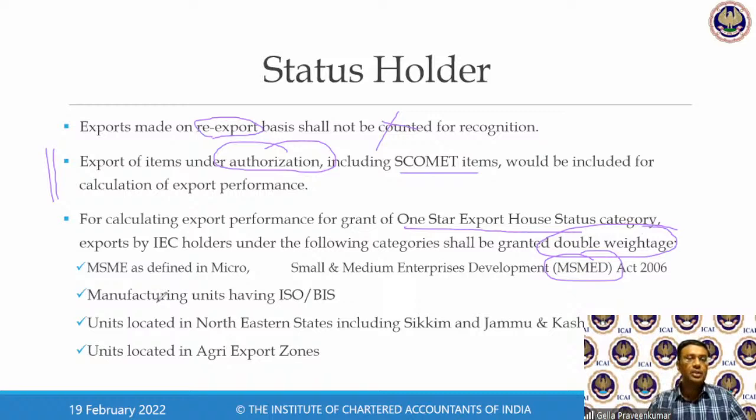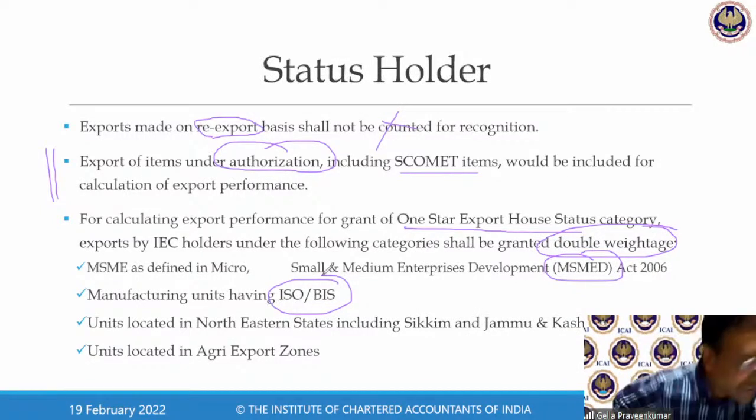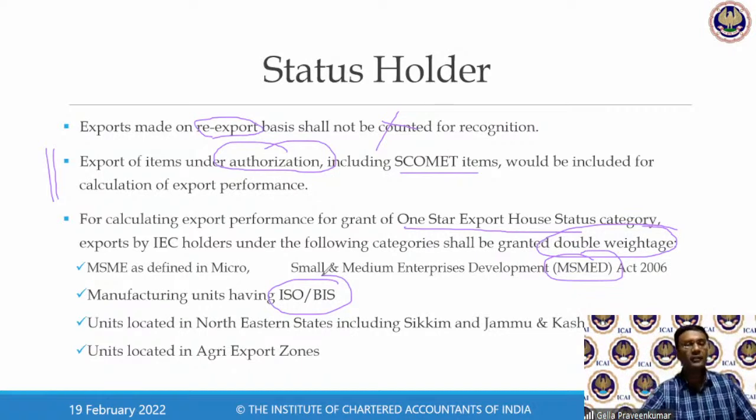Coming back, those units who have ISO or BIS. BIS stands for Bureau of Indian Standards. So those organizations who have ISO certification, who have Bureau of Indian Standards, they will be getting a double weightage to encourage their star status. Those units which are located in northeastern states.